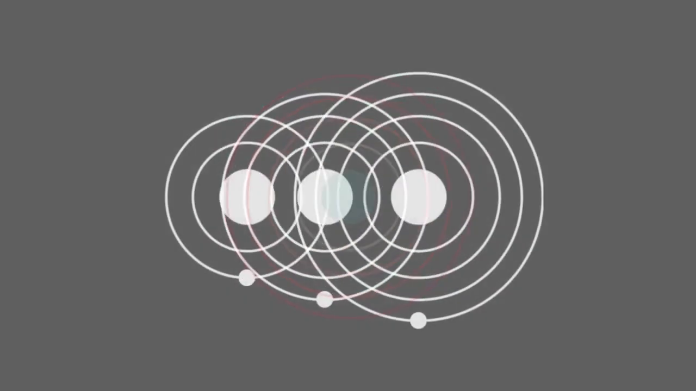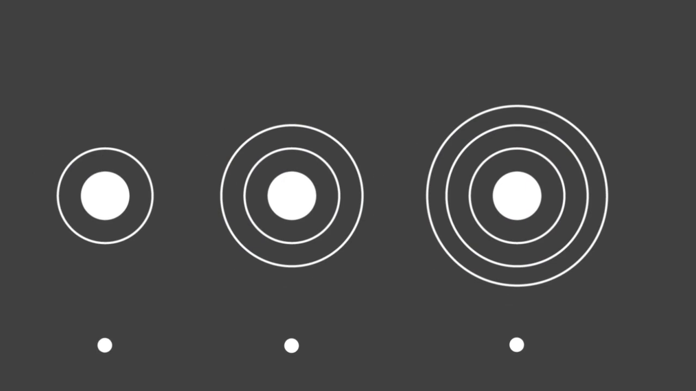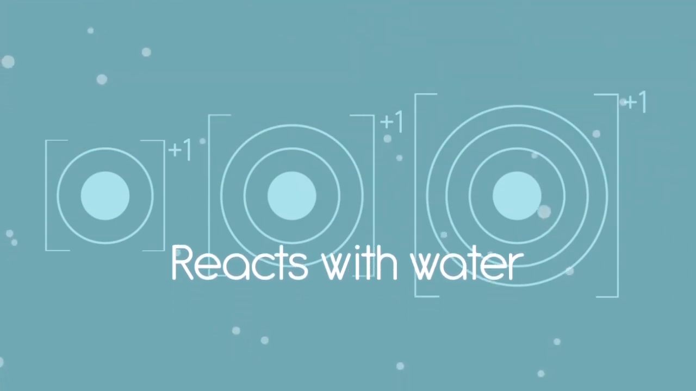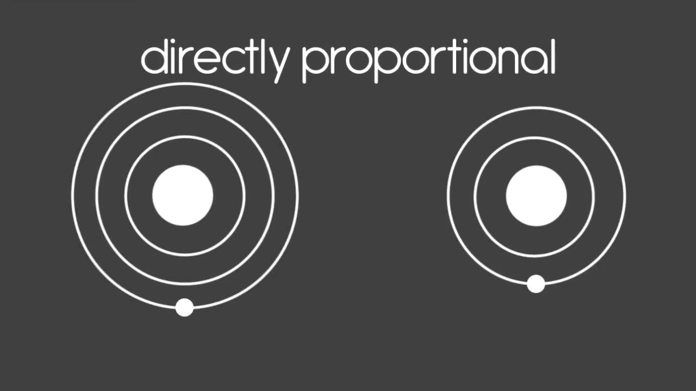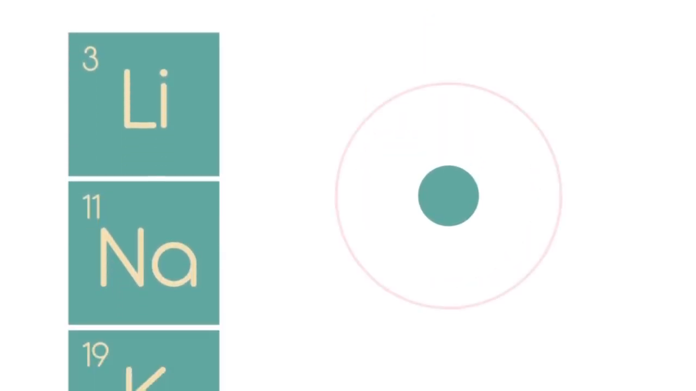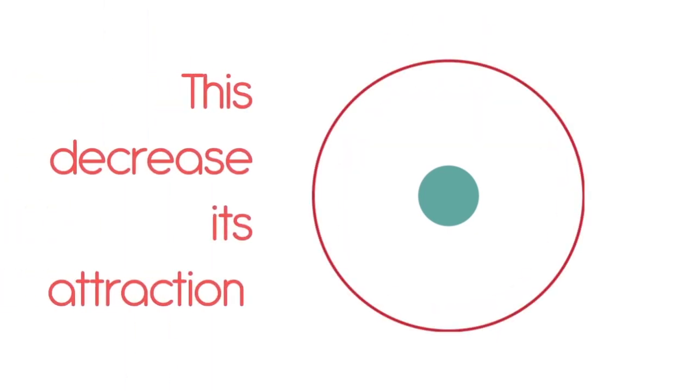We know that these alkali metals can lose their lone electron in their valence or outermost shell to form an ion with a positive 1 charge. In fact, this is what happens when an alkali metal reacts with water. The ease of formation of the ion is directly proportional to the ease of losing that electron. Moving down the group, the outer shell electron becomes further from the nucleus. This decreases its attraction.